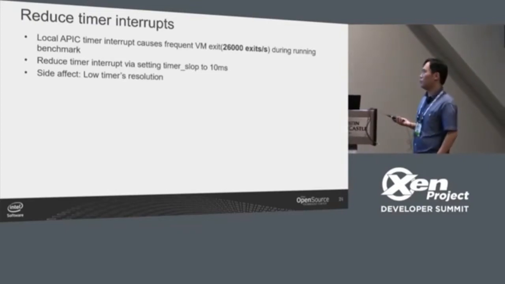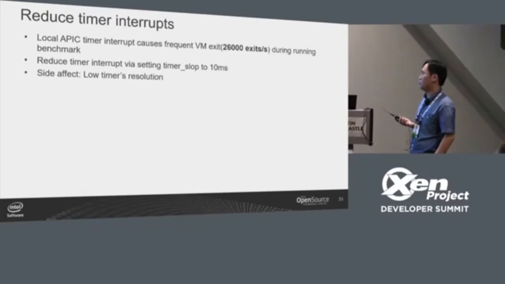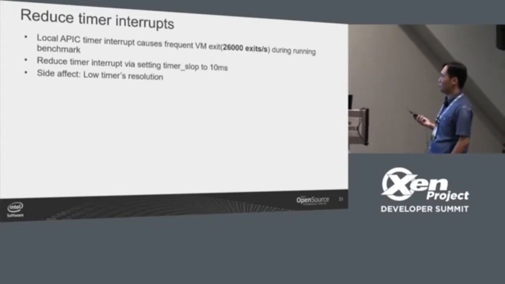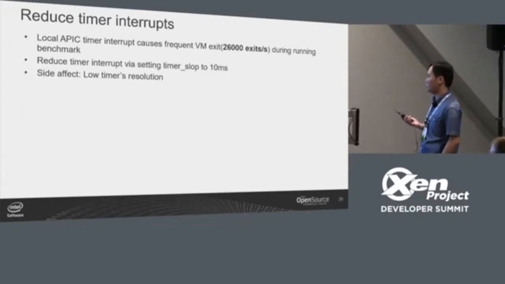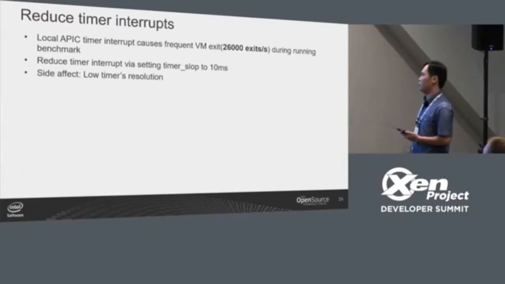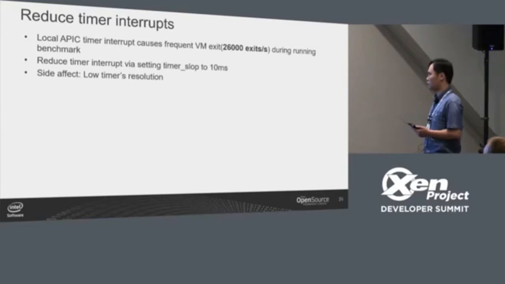During test performance in the VM, we also find there are a lot of interrupts when running the benchmark or some heavy workloads. The local APIC timer interrupts cause frequent VM exits. For example, running the stream benchmark, we find it costs about 26,000 VM exits per second. So we hope to reduce the timer interrupt. We set the timer slop parameters, setting it to ten milliseconds.